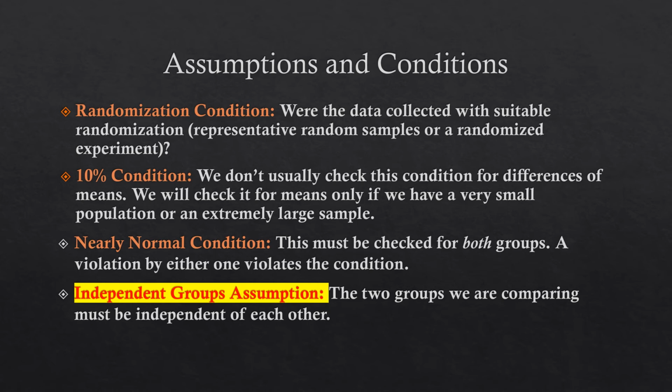We do have this fourth condition. Anytime we're working with two independent samples, we have to verify that they're actually independent. So if we compare one group to the other, we just have to verify that the outcomes of one group do not impact the outcomes of another group.